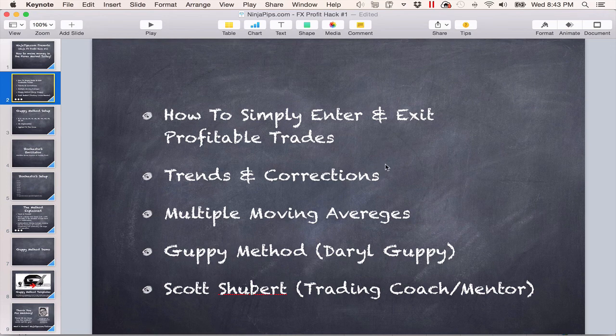Now, our method comes from the understanding that whenever we're looking at a chart, it's either in a trend or a correction. And that's it. And if you think anything else, I'm not sure what to tell you. Okay? So trends and corrections. That's all we ever see on these charts.